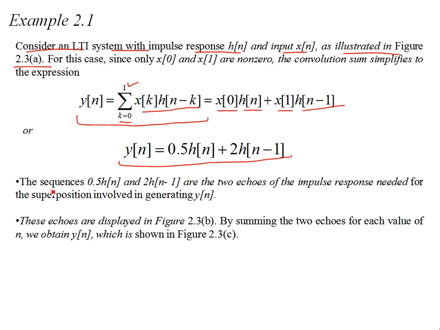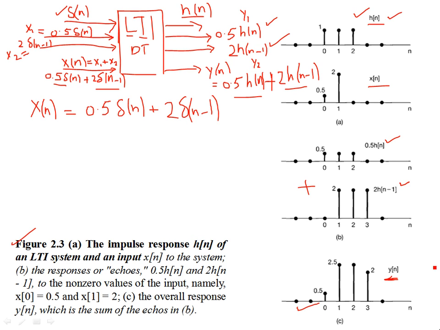Now the two sequences, 0.5 h of n and 2 h of n minus 1, are the two echoes of the impulse response needed for the superposition involved in generating y of n. These echoes are displayed in figure 2.3b. By summing these two echoes for each value of n, we obtain y of n, which is shown in 2.3c. So finally in 2.3c you have this y of n, which is the response made of the two echoes that we have seen, let's call them y1 and y2. So y of n is y1 plus y2, which are the echoes of your original impulse response h of n. This is in terms of h of n.